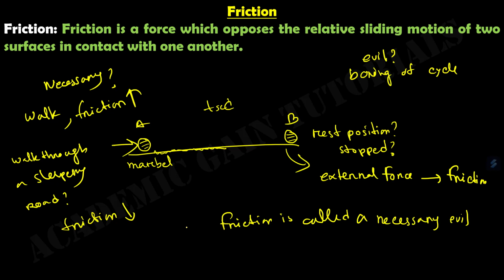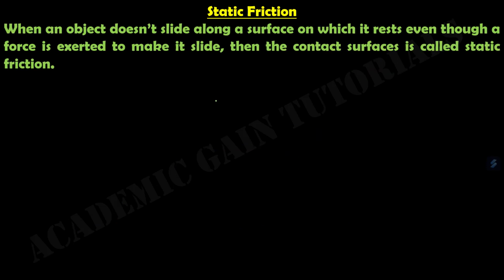So there are two kinds of friction. One is static friction and one is kinetic friction. So what is static friction? Static friction says that when an object doesn't slide along a surface on which it rests, even though a force is exerted to make it slide, then the force at the contact surface is called static friction.